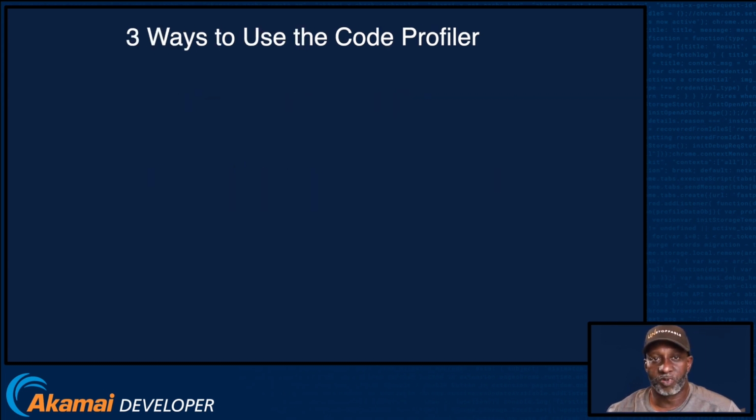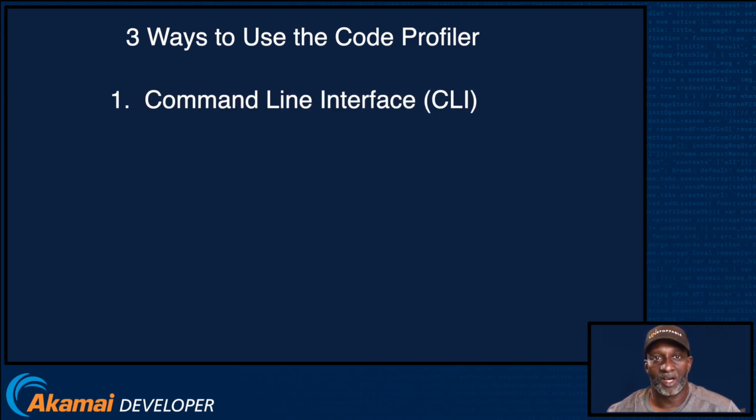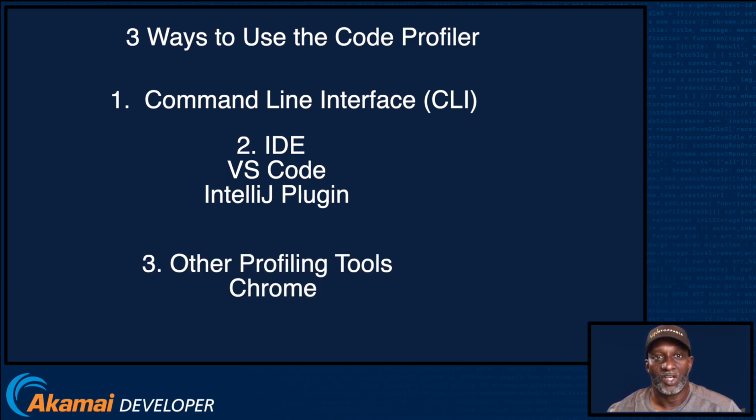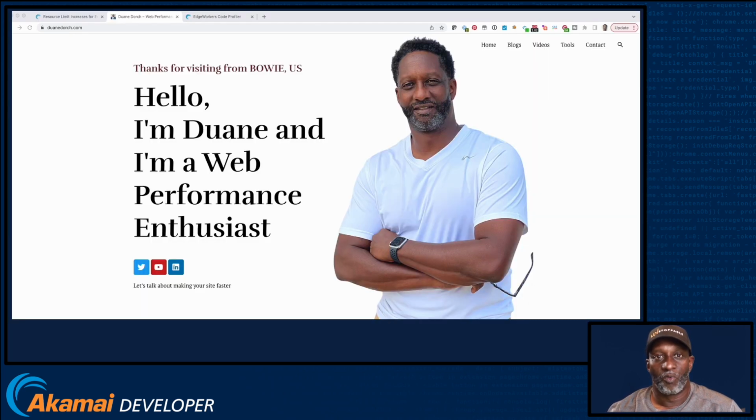Okay, let's look at the Code Profiler in action. There are 3 ways to use the profiler. You can use the CLI, you can use an IDE, particularly Visual Studio Code, or the IntelliJ IDE plugin, and you can use Chrome. In this example, we'll focus on Visual Studio Code. Here's an EdgeWorker that I have running on my personal website, dwaynedorch.com. It does some simple personalization by displaying the city and country that you're visiting from.